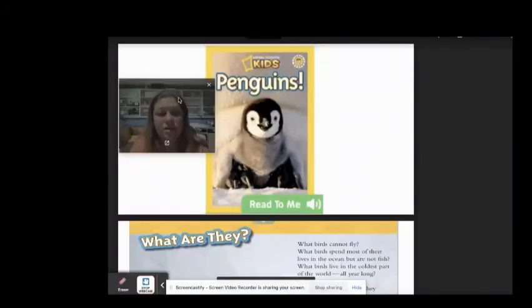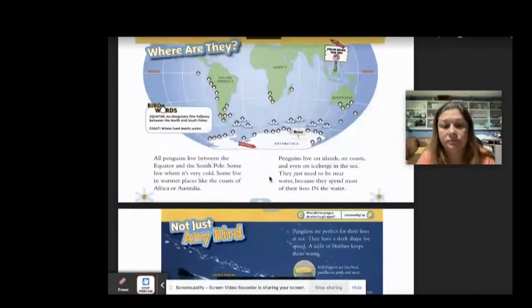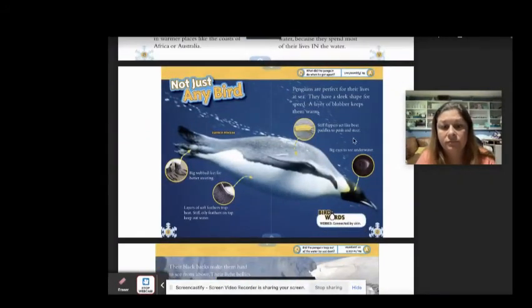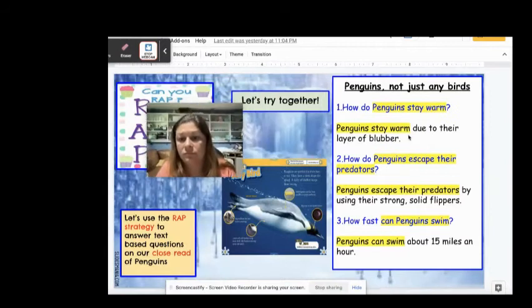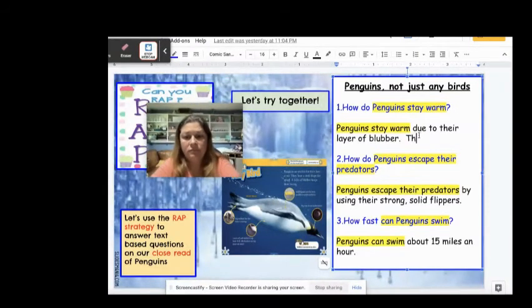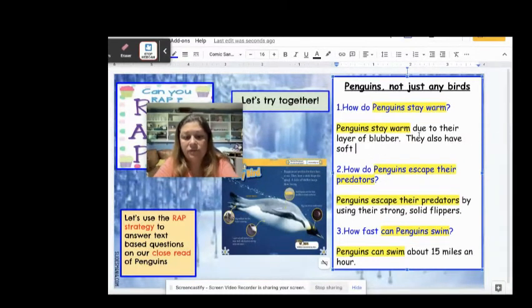Let's go back to that page that we were looking at. And they also have layers of soft feathers that trap heat. So let's add that in. They also have soft feathers that help trap heat. All right, boys and girls.